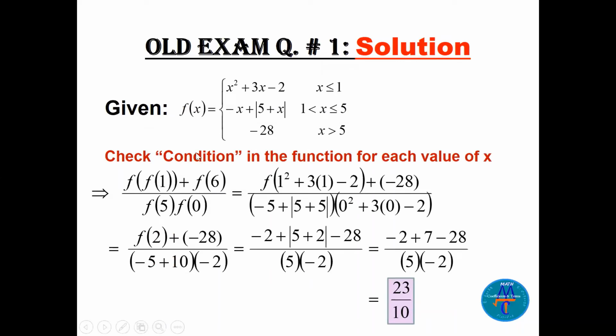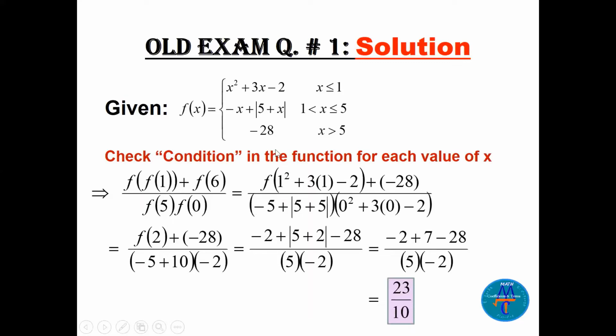F of 1, where is 1? 1 is in the first one here, x less than or equal to 1, so 1 is there. So I put 1 squared plus 3 times 1 minus 2. When you simplify all this, what do you get here? 1 plus 3, 4, minus 2. So we get 2.